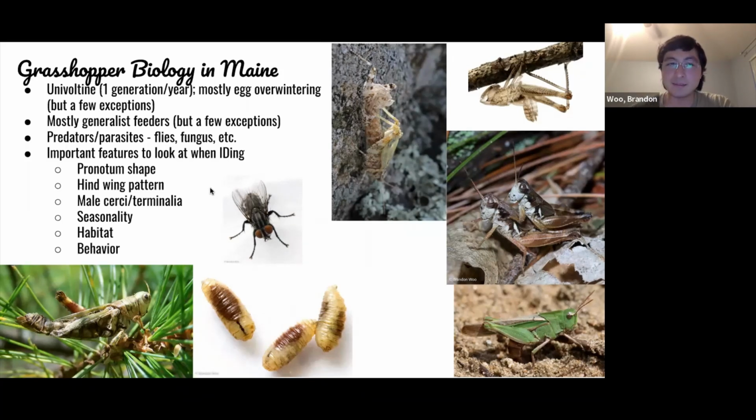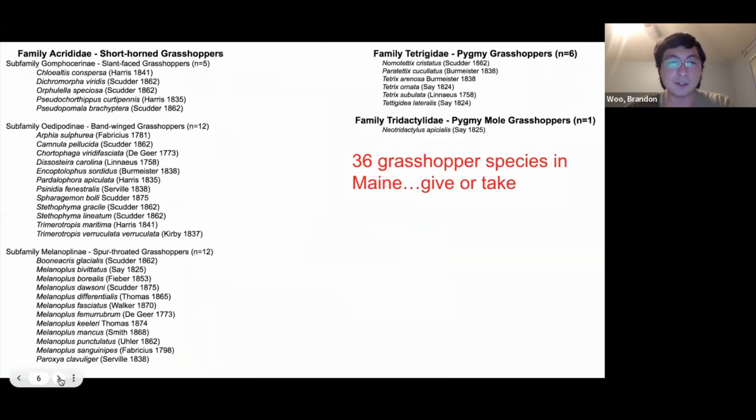And then basically, for the rest of this talk, I'm going to go through all these species and give an overview of each one, give you a few pointers on identifying them and how to find them if you want to see these things. And yeah, there's give or take about 36 grasshopper species in the state of Maine. This list could probably be expanded a little bit. This list here is basically all the species that I know for sure occur in Maine right now.